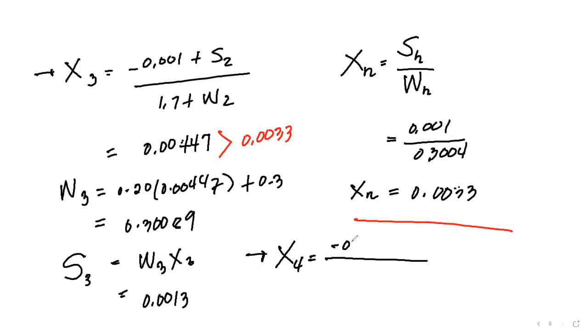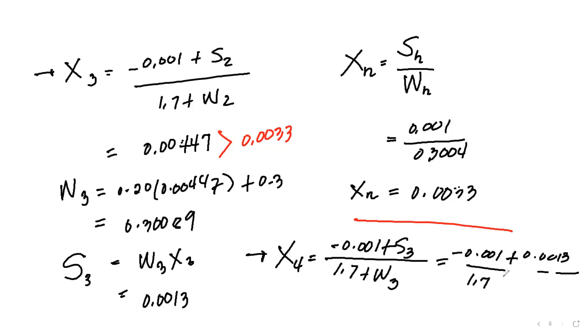Now we can solve for X sub 4. So we'll have negative 0.001 plus S3 over 1.7 plus W3. So you'll have negative 0.001 plus 0.0013 over 1.7 plus 0.30089. So your x sub 4 in this sense, if you process this one, is 0.00015.